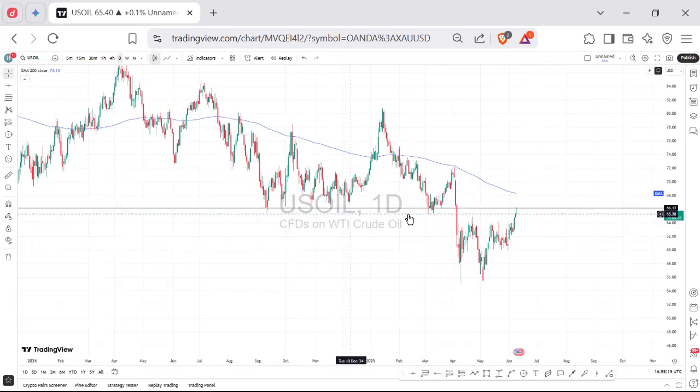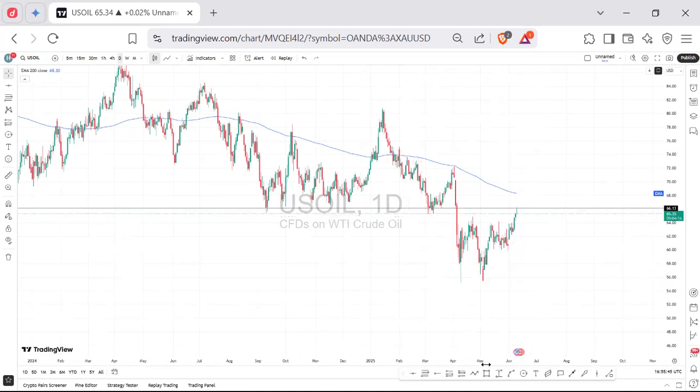A support zone is not a straight line, it's usually an area. What I mean is, as I mark this line, you don't expect price to come exactly to this line before going down. No, it's usually a zone. Sometimes price may come just short of the line, or reach here, and then go down. That shows you that it's an area.